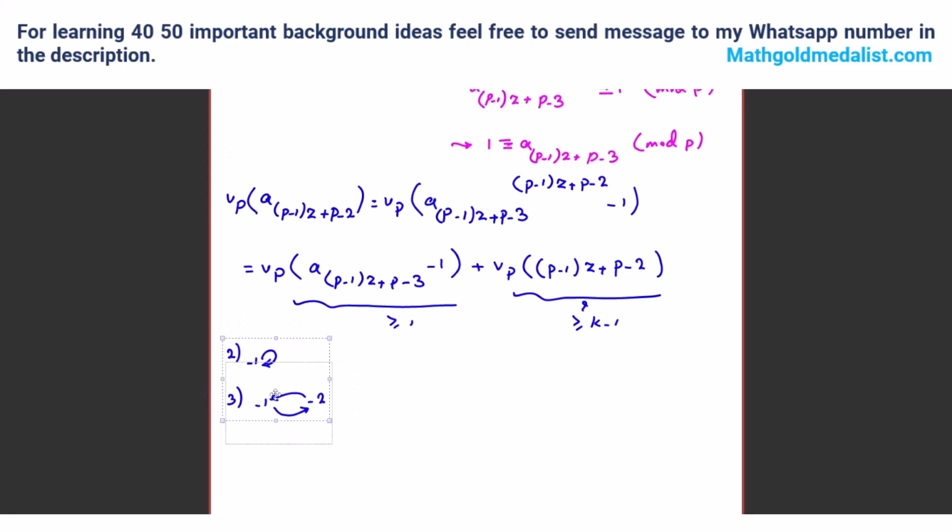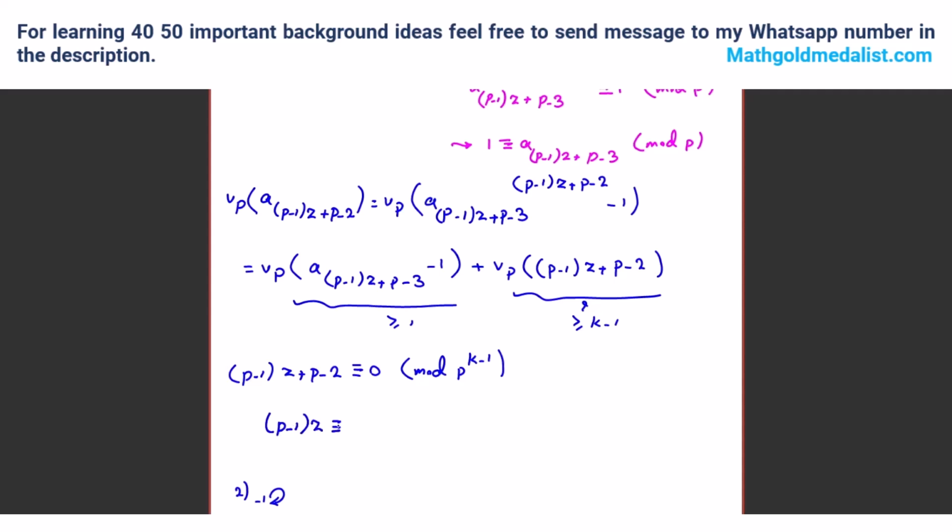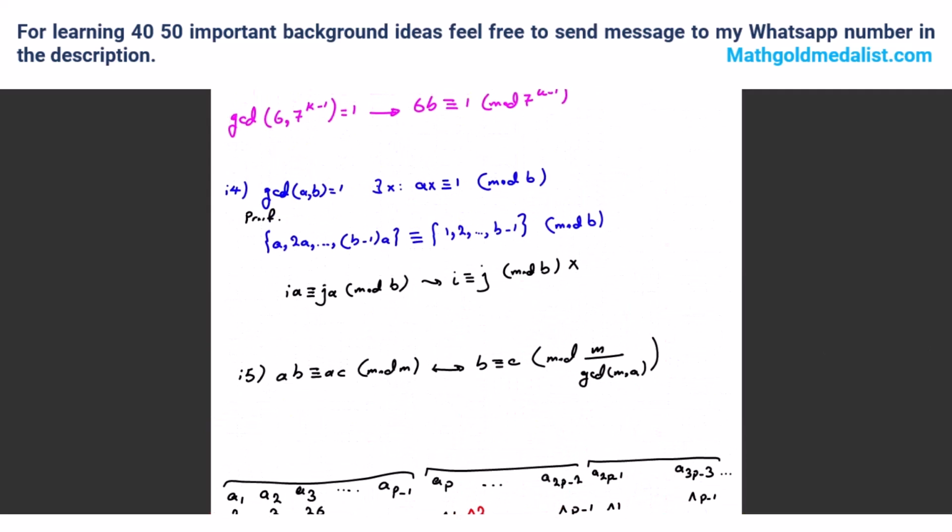How can we prove this part? We should say, okay, (p minus 1)z plus p minus 2 should be 0 mod p to the k minus 1, right? So we can say (p minus 1) times z is congruent to 2 minus p mod p to the k minus 1. Because the GCD of p minus 1 and p to the k minus 1 is 1, we can easily prove it. So we can multiply by the multiplicative inverse of p minus 1. We prove there exists one, okay?